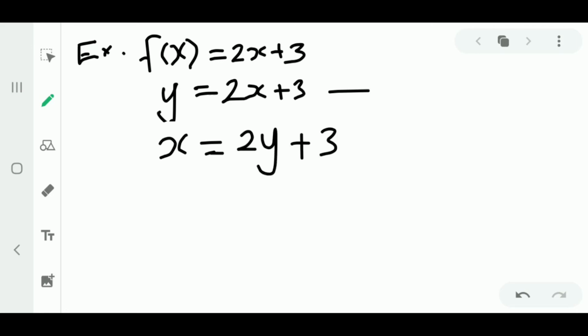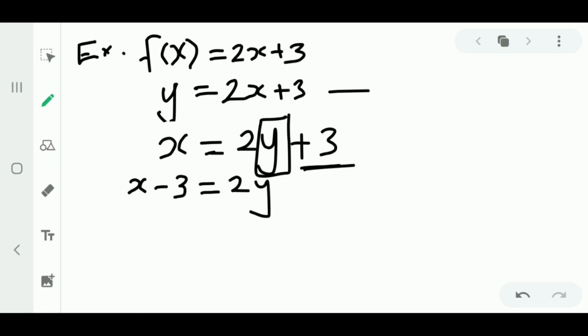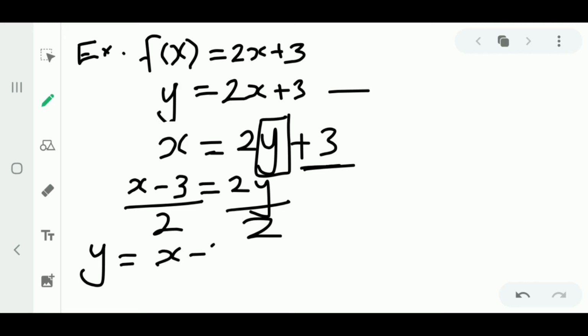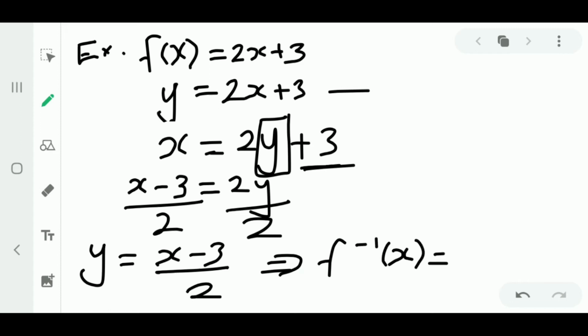The next step now is to make y the subject of the formula. So we have y here. First thing we need to do is get rid of this here. So because we're adding on this side, that means we're subtracting from both sides. So it's x minus 3 is equal to 2y. If you want y by itself, that means you have to divide both sides by 2. So now y is equal to x minus 3 over 2. And this implies f inverse of x is equal to x minus 3 over 2.